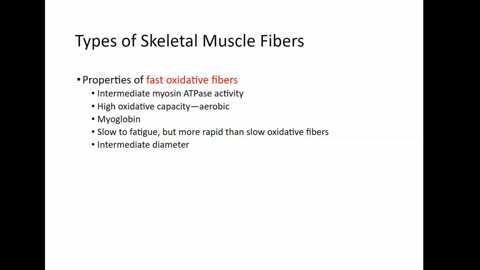They have a high oxidative capacity, just like our slow oxidative fibers. They have myoglobin because they still need that oxygen. They're slow to fatigue, but they're still going to fatigue more quickly than our slow oxidative fibers. They're intermediate in diameter. So they're in the middle on basically everything.